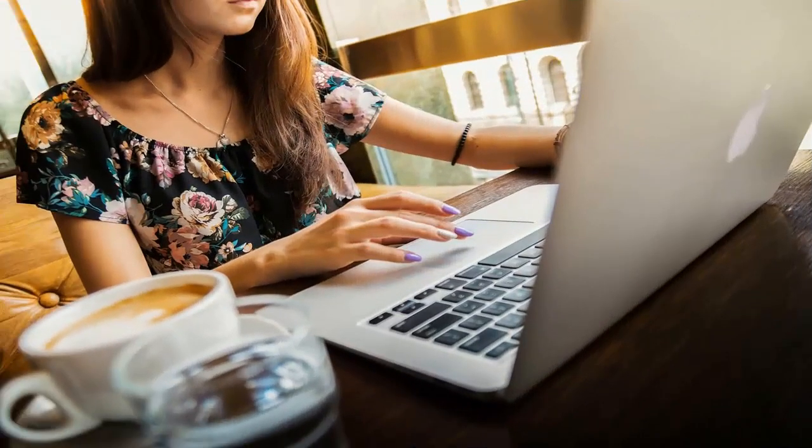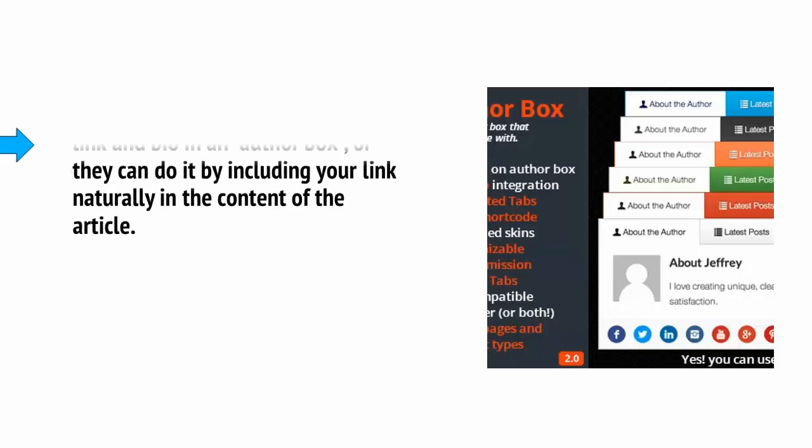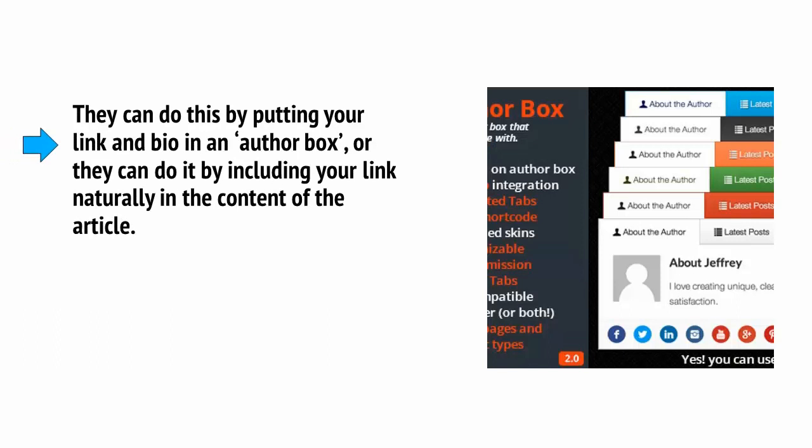Your job is to scope out sites that might be responsive to a message from you. Look at the type of content they publish and then write a post that's along the same lines. You then contact the site owner by email and show them your content, asking if they would like to publish it. The deal is that they can publish your post, but only if they include a link back to your site in exchange. They can do this by putting your link and bio in an author box, or they can do it by including your link naturally in the content of the article.